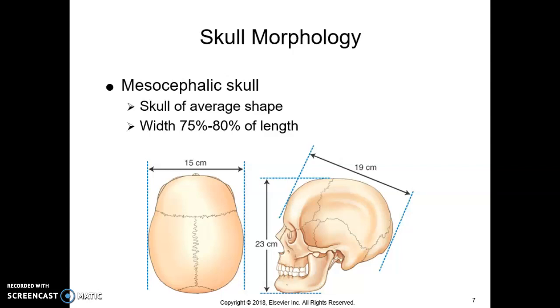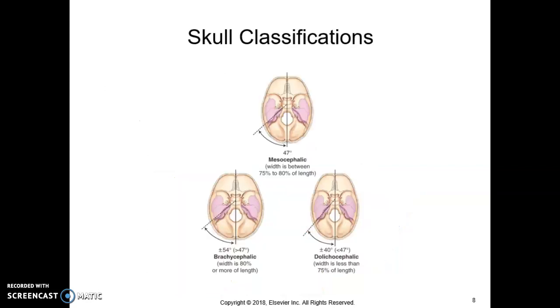Also, we have brachycephalic and dolichocephalic. So the brachycephalic now is that your width is 80% or more of the length. So you can think of that as sort of your wide. So people who have kind of these wider skull shapes.